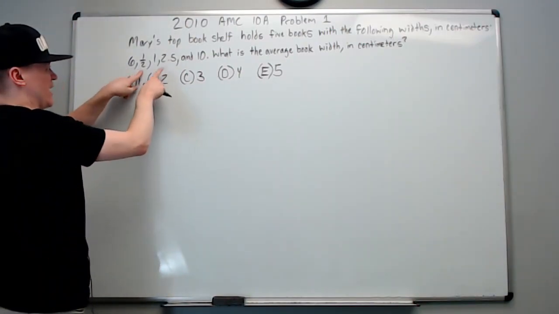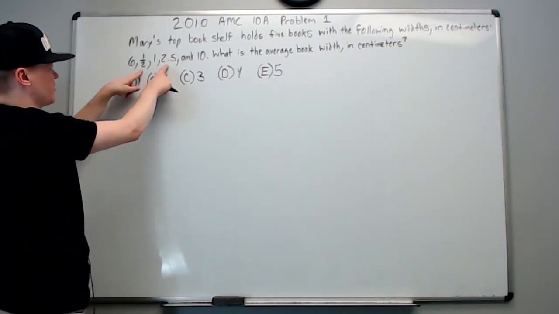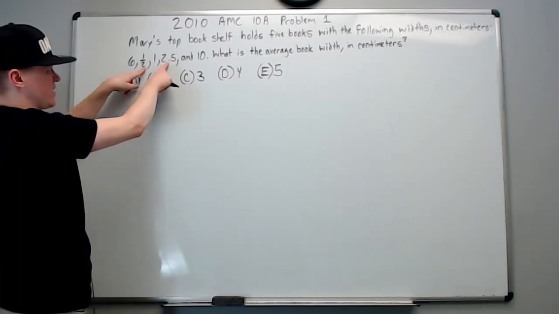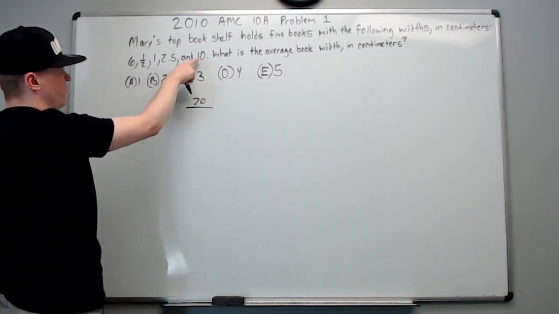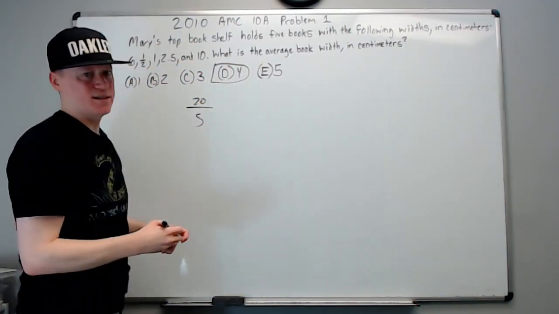Just do it. So half and 2.5 you should combine to get 3. 6 and 1 makes 7. 7 and 3 is 10. Another 10 is 20. 20 divided by 1, 2, 3, 4, 5 is 4. And we're on to the next one.